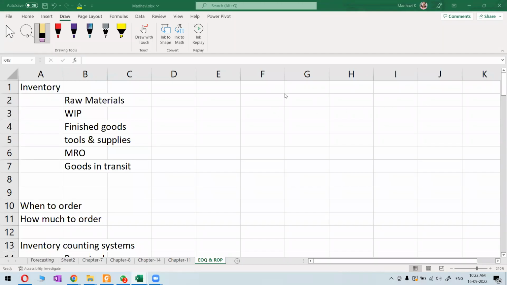Hi everyone. So now we are going to discuss inventory management. Let me keep it very crisp and short. The first and foremost point is, what is inventory? What are all the different categories of inventory that we consider?